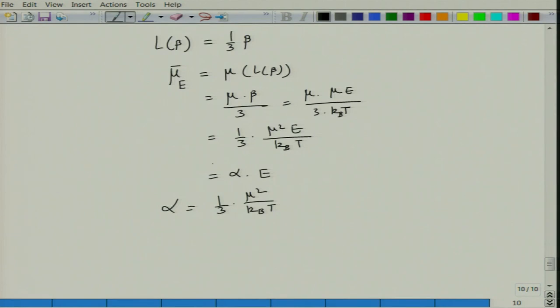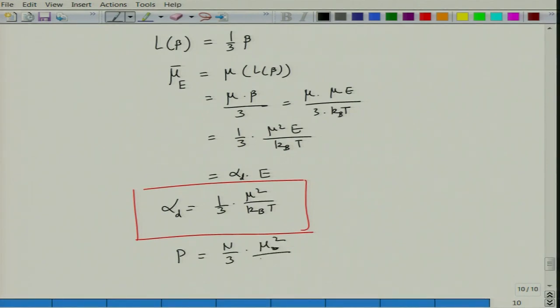So here for the first time we have seen that the polarizability of the system is inversely proportional to the temperature. So this is alpha E basically, or alpha D we can denominate it as. So alpha D is equal to mu squared divided by 3kT. If you have N dipoles per unit volume in the system, then this will become N mu squared divided by 3kBT into E, of course. So this is the P value.